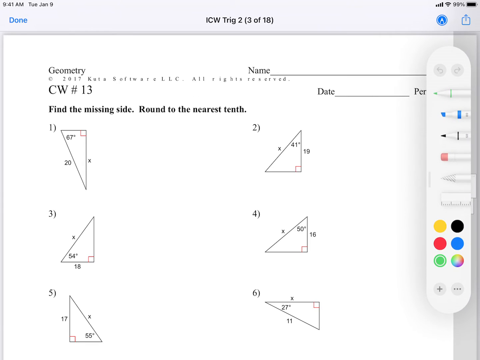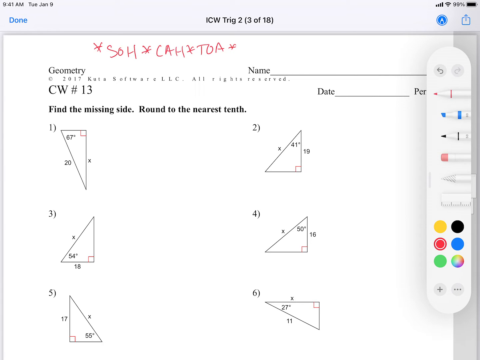So please remember that phrase that I asked you to remember, and I might even write it up here for you. SOH CAH TOA. And that just tells you which trig ratios to use when. Sine, so S, is opposite over hypotenuse. Cosine is adjacent over hypotenuse, and tangent is opposite over adjacent.